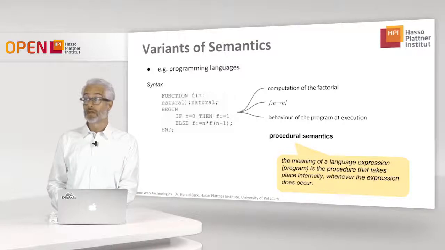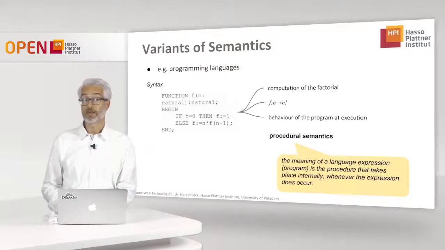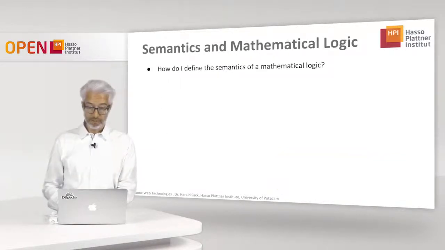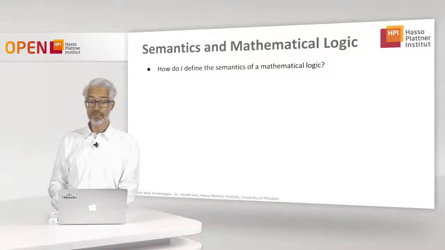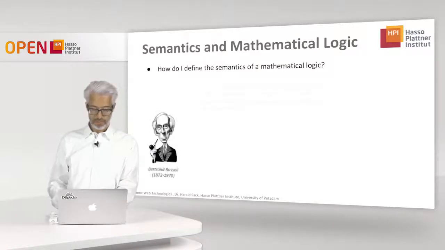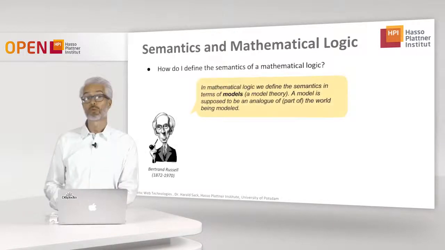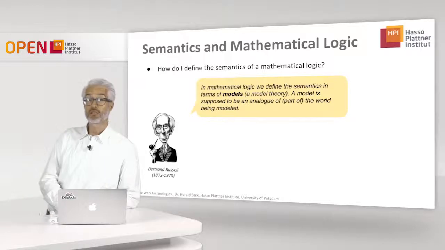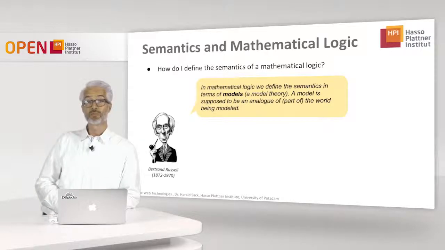So definitely we want to have a formal semantics if we define the semantics of logic. But how to do that? The question is, how do I define the semantics of a mathematical logic? Let's ask Mr. Russell again. Yeah, and Mr. Russell is quite right. He says, in mathematical logic, we define the semantics in terms of models, with the help of a model theory.